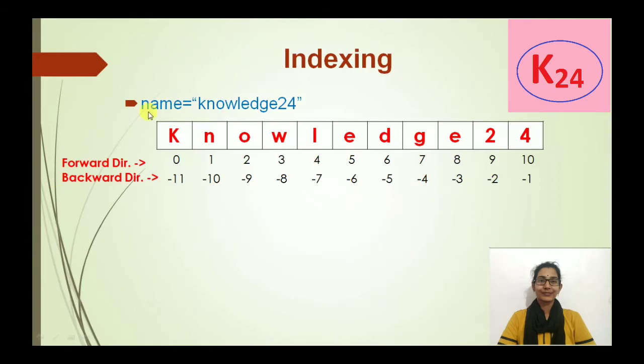For example, name equal to "Knowledge 24". The indexing using positive indexing will start from 0 to 10, and the negative indexing will start from minus 1 to minus 11. So here the length of the string is 11.